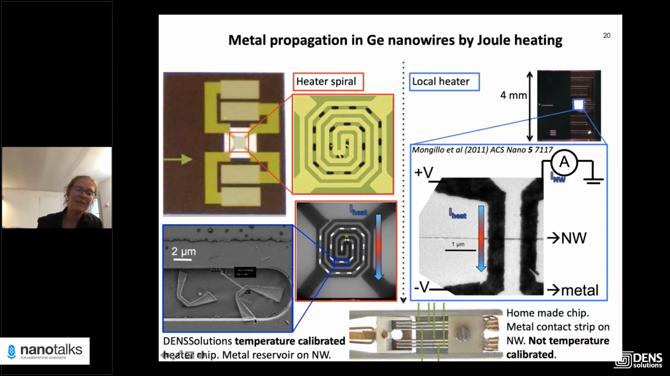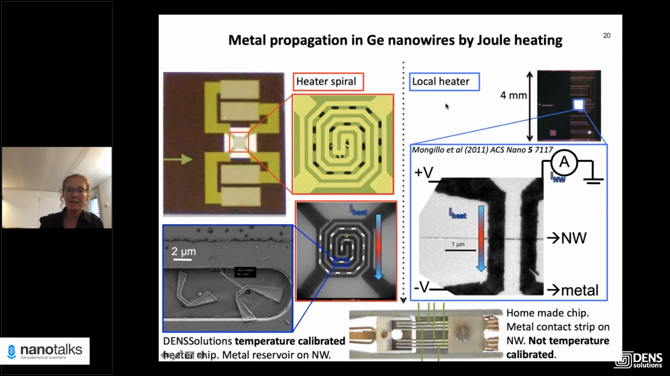We disperse the nanowires, and then with electron beam lithography put metal on top of the nanowire. So it's not a true electrical contact because we didn't combine this with electrical biasing, but just provide the metal reservoir. The advantage of this approach is that these chips are well calibrated in temperature. So this is very nice.